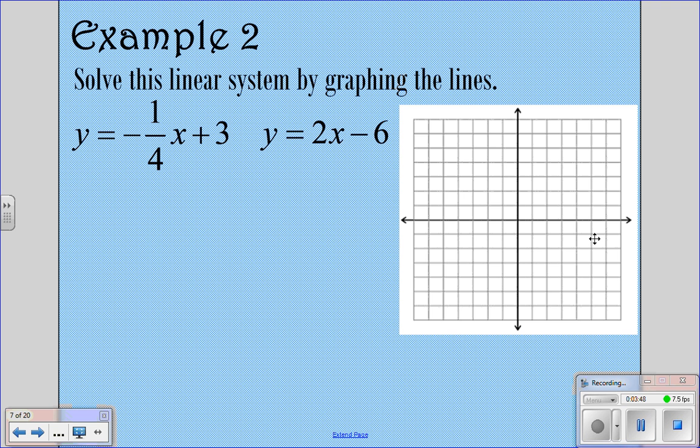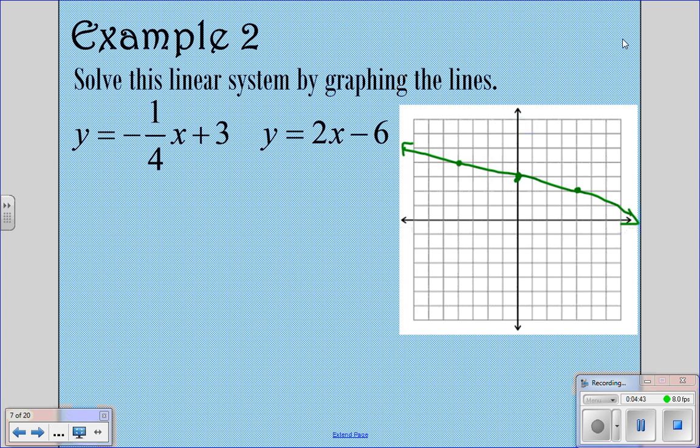For this one, we want to solve it by graphing the lines. So the way that you do that is to graph both lines. So this is a y-intercept of a 3. And we're going to go down 1 and to the right 4. I can't go to the right 4 more, so I'm going to go up 1 and to the left 4. Okay, and then you're going to make your line. Make sure that you put arrows on the end of your line. You need to make sure you have arrows on your lines, okay?